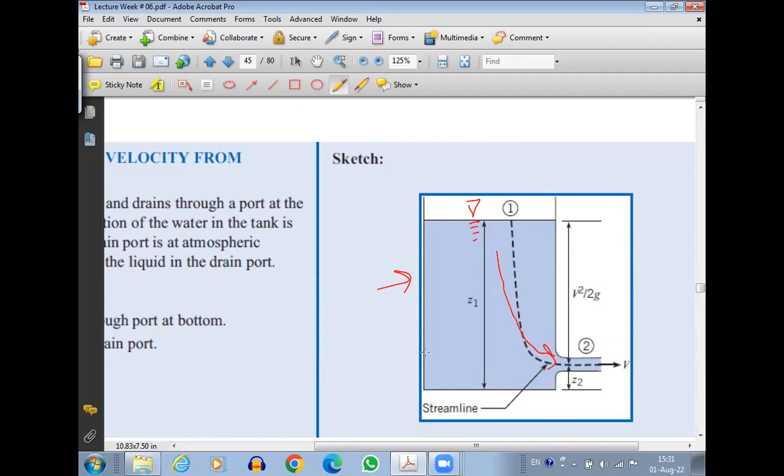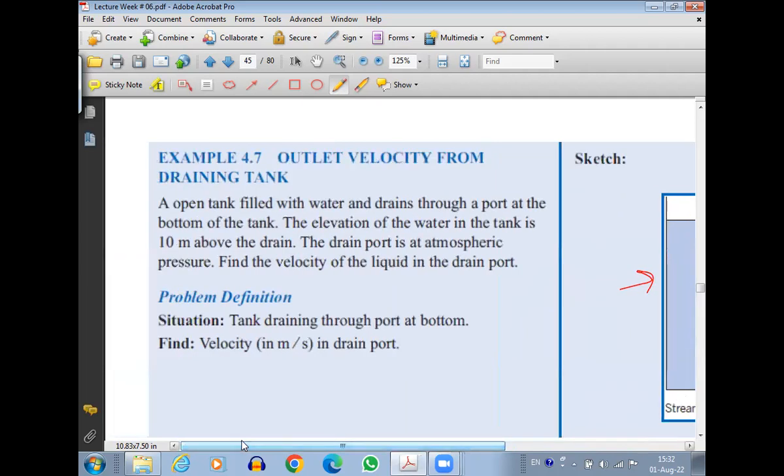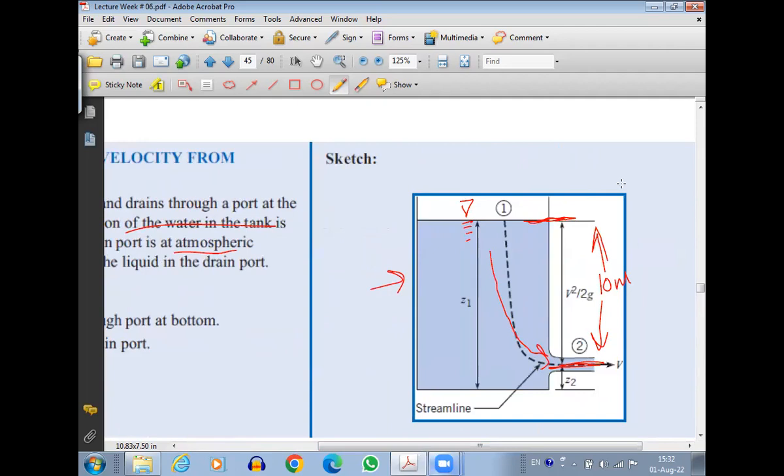Now, what is mentioned is that the difference in the elevation of the water level in the tank to the drain port is 10 meter. The elevation of the water in the tank is 10 meter above the drain. This is mentioned. The drain port is at atmospheric pressure, where the water is going out. So outside we have atmosphere, so this is P atmospheric pressure. And obviously this tank is open to atmosphere, so here also we have atmospheric pressure. Now the thing is that when the fluid is coming out of the tank, most of the fluid is moving in the same direction.